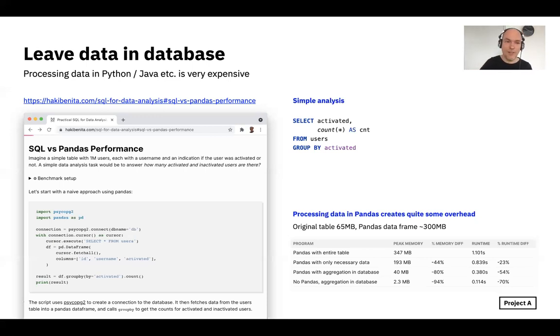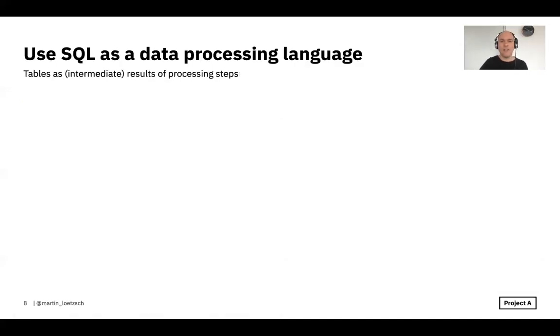Yeah, so this is the primer for what to actually do. My recommendation is to use SQL as a data processing language, to leave data as much as possible in the database, and basically create a set of SQL statements, run them one after the other, maybe also in parallel if possible. Each of these SQL scripts creates a table, and that table is then the input to another transformation step. So how can that look like?